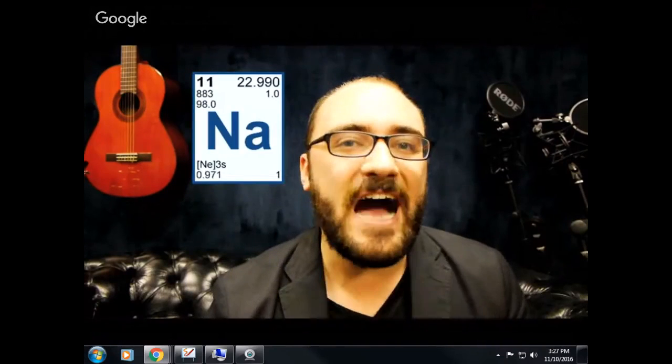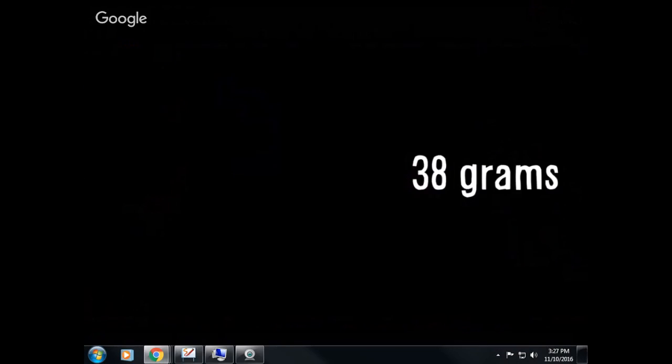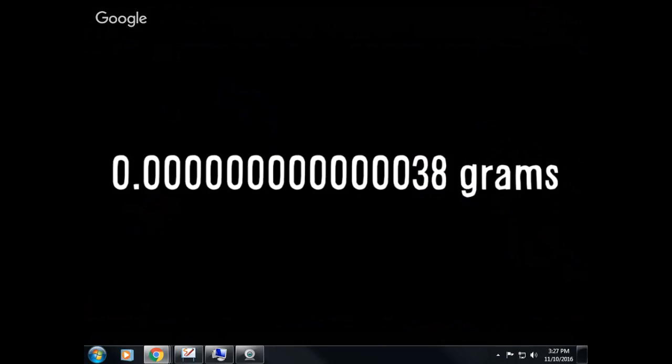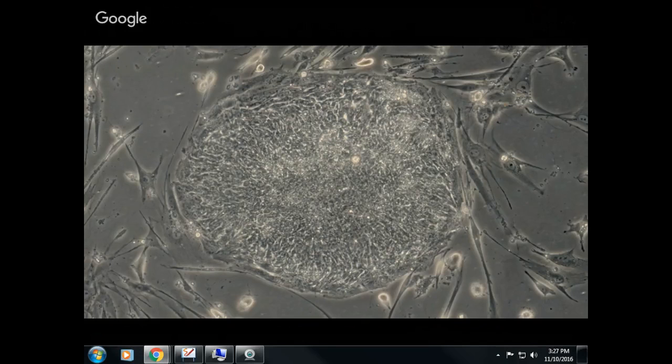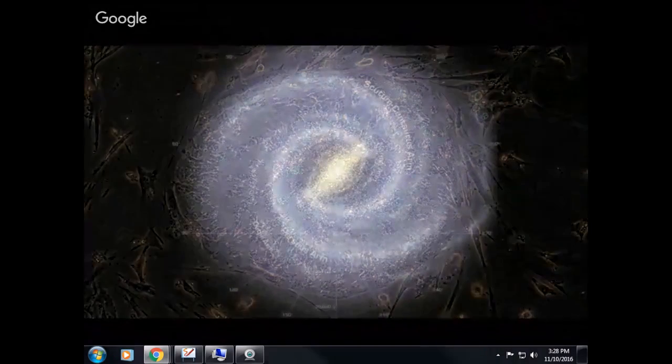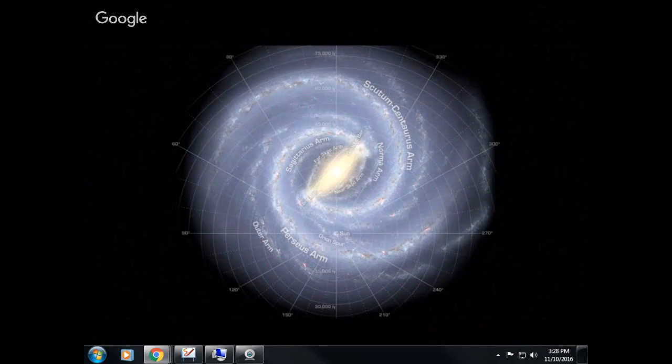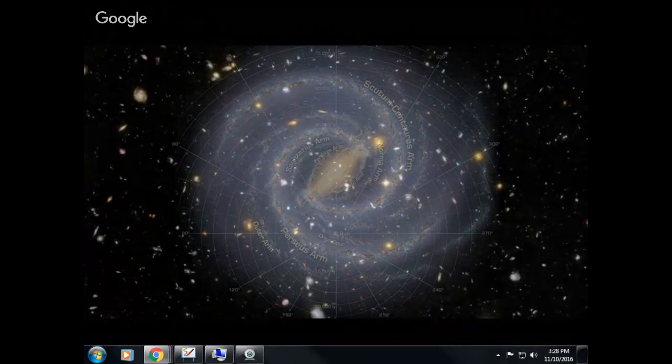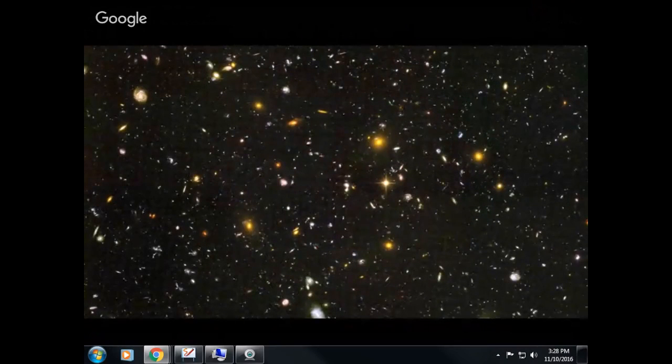Atoms are so inconceivably small that even if you had 1 billion, say, sodium atoms, their entire weight would only be 38 femtograms. Each individual cell in your body, too small to be even seen by the eye, contains 100 times more atoms than there are stars in the Milky Way galaxy. Multiply that by the number of cells in your body, and each human body contains more atoms than there are stars in the known universe.